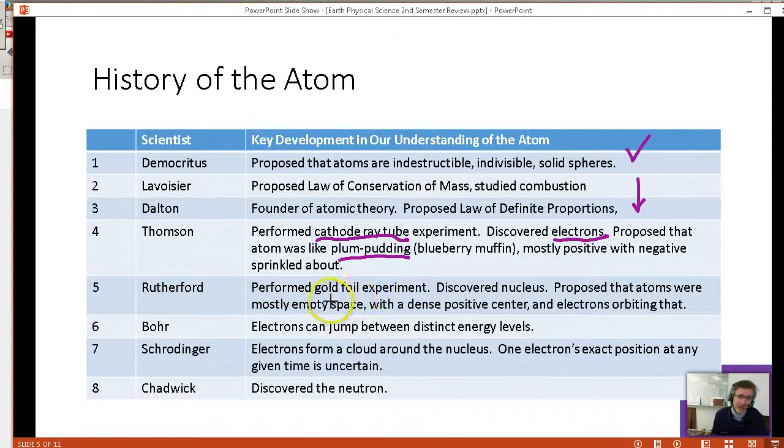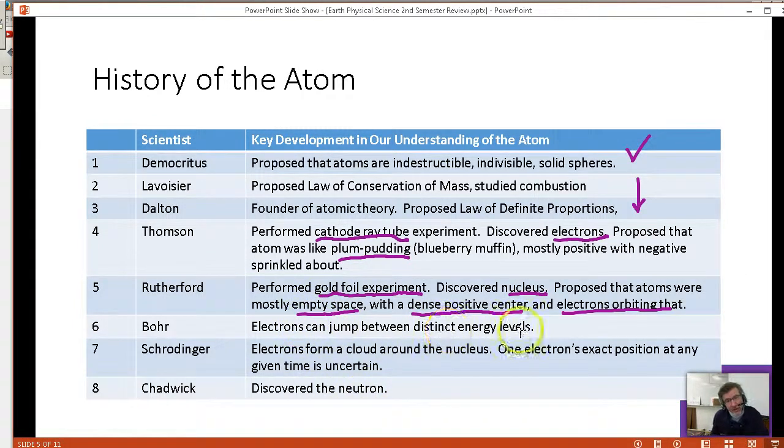And we talked about Rutherford. The gold foil experiment. That's shooting these particles at gold foil, and some bounce back incredibly. So he discovers the nucleus in that. And atoms are mostly empty space with a dense and positive center. Electrons are orbiting that. So all of these things you should pretty much link in your mind to Rutherford. If I say Rutherford to you, gold foil, nucleus, empty space, boom.